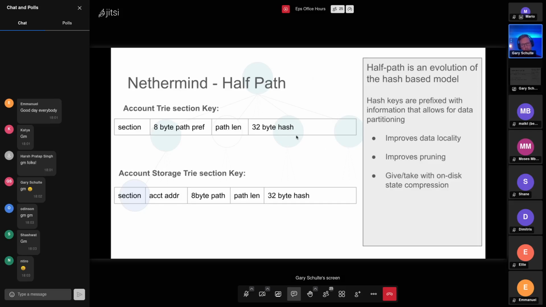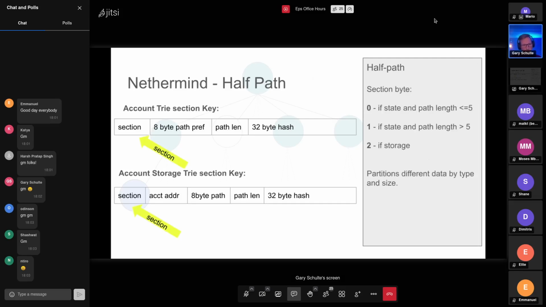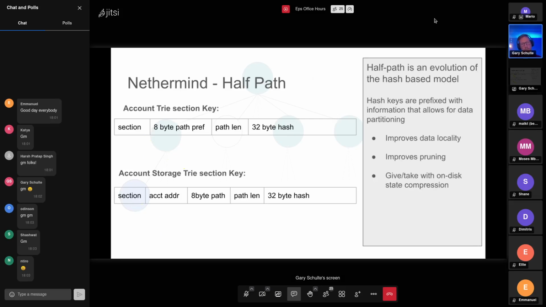When they save the nodes of their tree, they have some partitioning that ends up, let's look at my next slide. I don't want to front run my next slide. Yeah, so there's a section byte, there's up to 8 bytes of the path prefix that's going to go into the tree key. And there's the length of the path. The path length is going to specify how much of that 8 byte path is relevant in the prefix there. And then the 32 byte hash that normally would be the hash key for a hash-based tree.